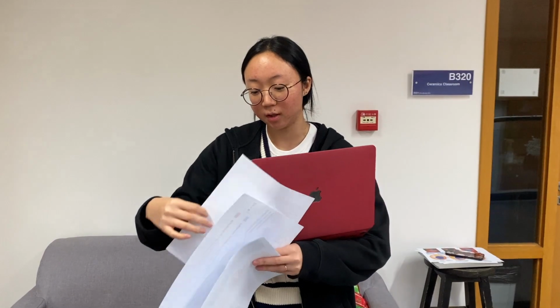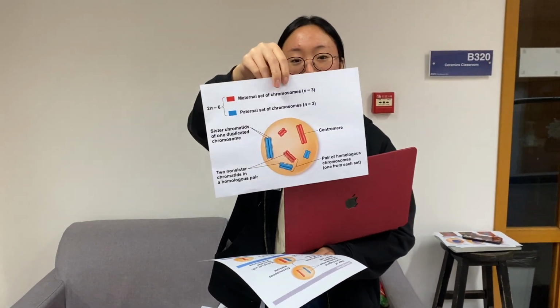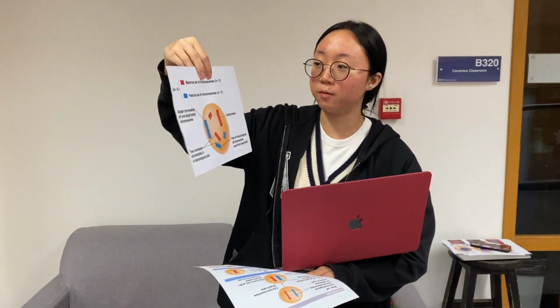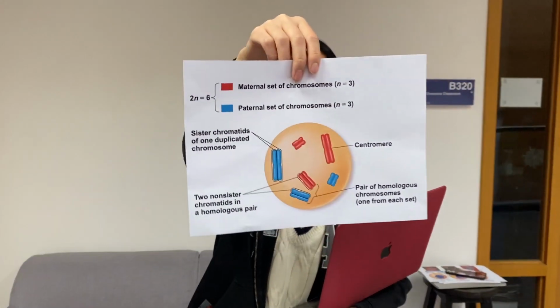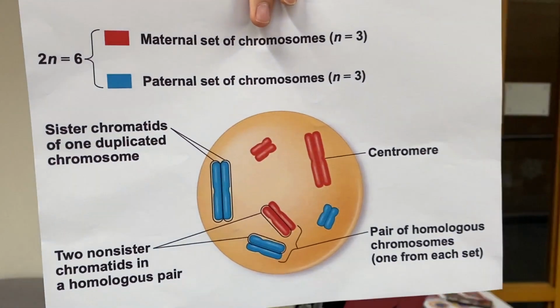So meiosis is the process of cell division for germ cells and is used for sexual reproduction. First in meiosis, they use homologous chromosomes, and it's kind of like this, where there are two sets of chromosomes, one from the maternal and one from the paternal. As you can see, these are the chromosomes that are used during meiosis.